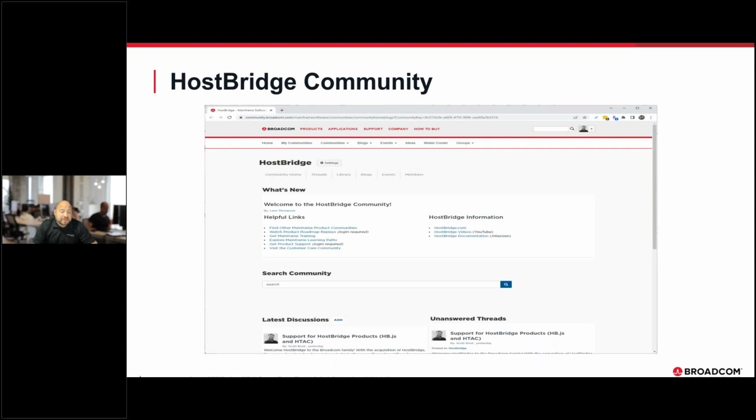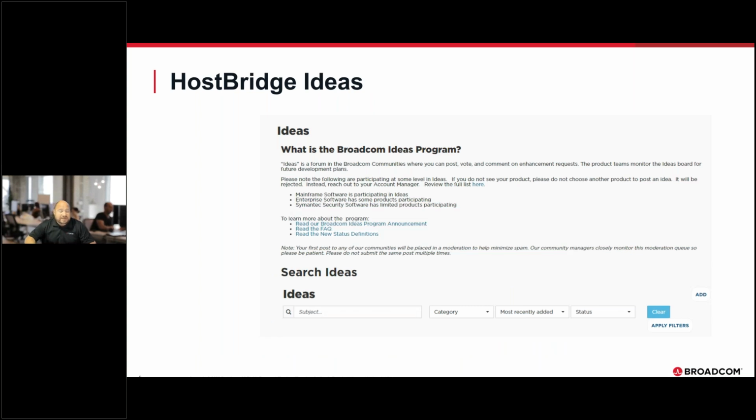This input can be put in threads and discussed in our HostBridge community or on our ideas site. The ideas site, if some of you are familiar with, a lot of our products have these sites and have the ability to do this, but it allows you to add ideas, request features, enhancements, and vote on them. This will give all users a way to communicate directly with the product team and the engineering team.